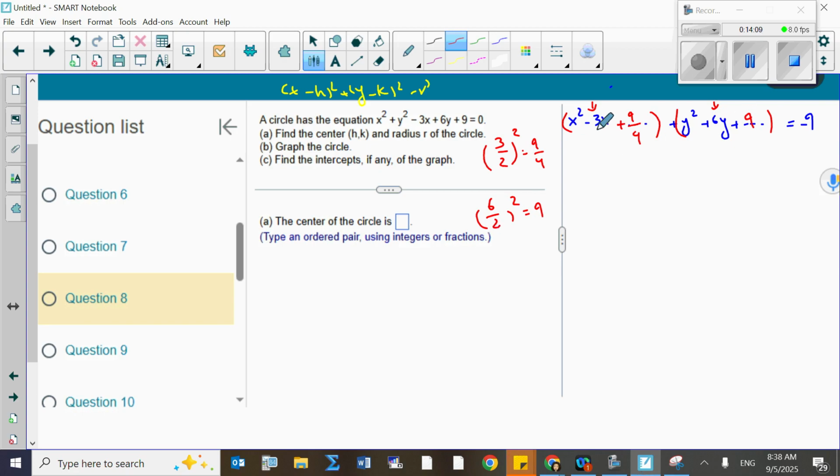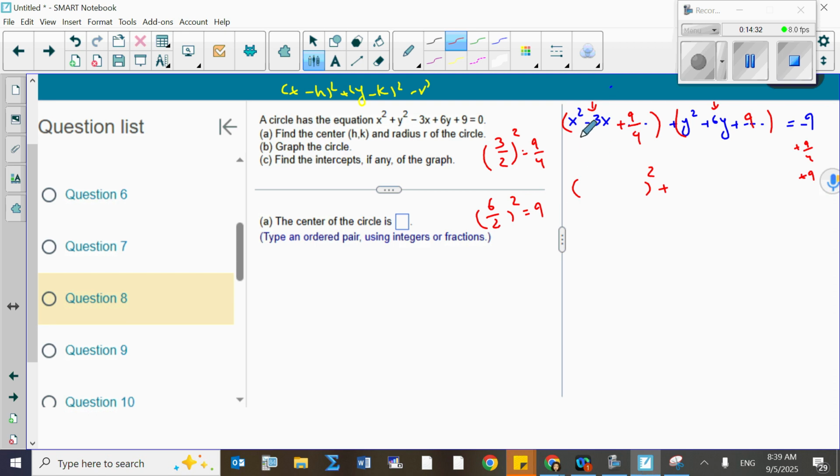Okay, once I have this form, now I'm going to change them to perfect squares. And I don't forget that if I added 9 fourths and the 9 here, I have to add that to the other side as well. So I'm going to write plus 9/4 plus 9, and I will calculate them later.